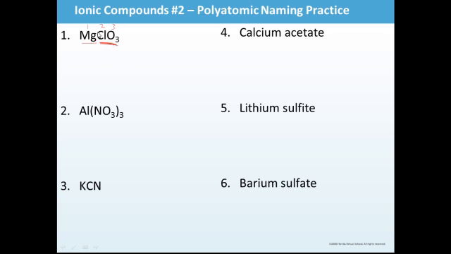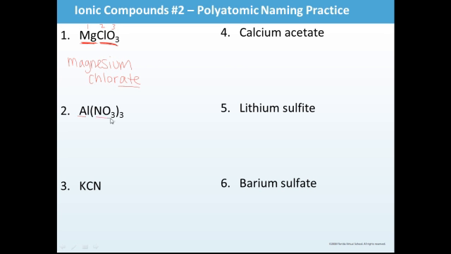That's my polyatomic ion. I have Mg. Is Mg a main group metal? And yes, it is. Therefore, we're going to name it. And now for ClO3, you must look up, and we see that ClO3 is actually the chlorate, ATE ending, chlorate ion. So this compound is called magnesium chlorate.